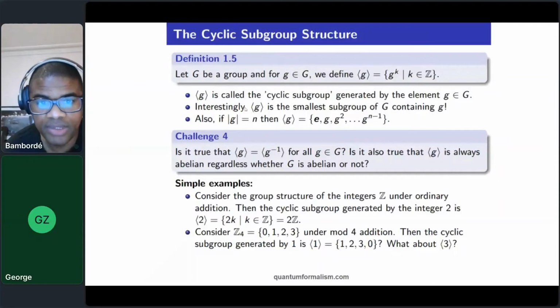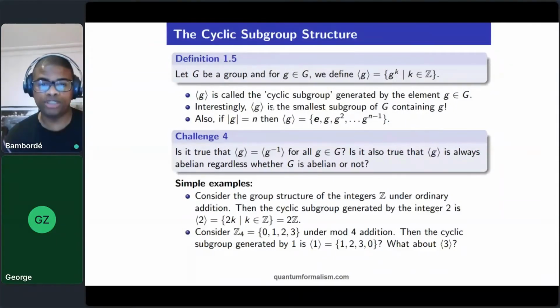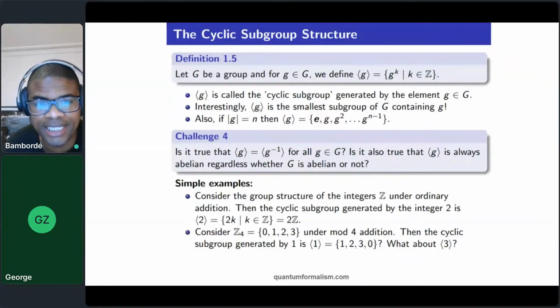Now, interestingly, you don't need to prove this. This is the thing I'm telling you now. And if you want, I can give you a proof of this, but you need to show me that you tried to prove it first. But it's true that this subgroup is the smallest subgroup of G containing g. So this is the smallest subgroup of G containing the small g.